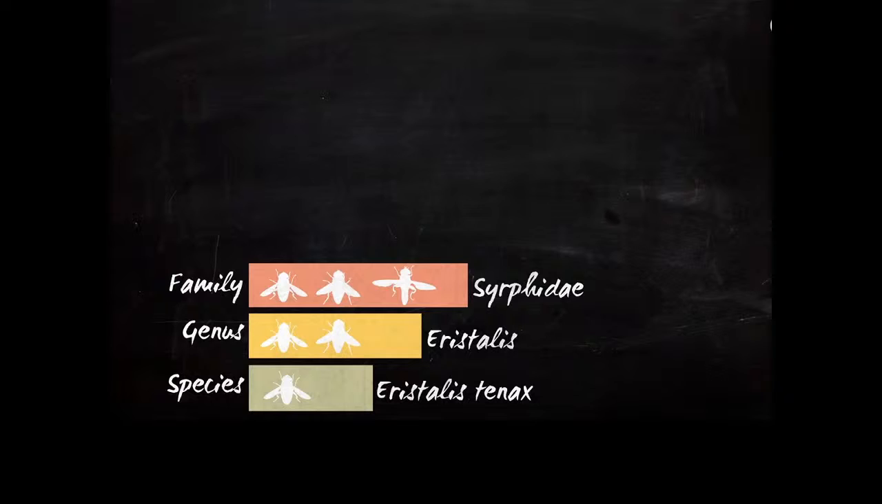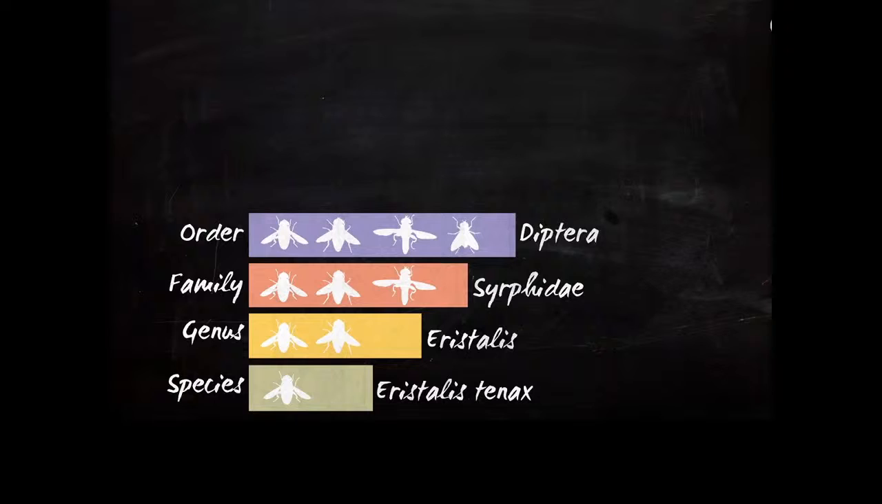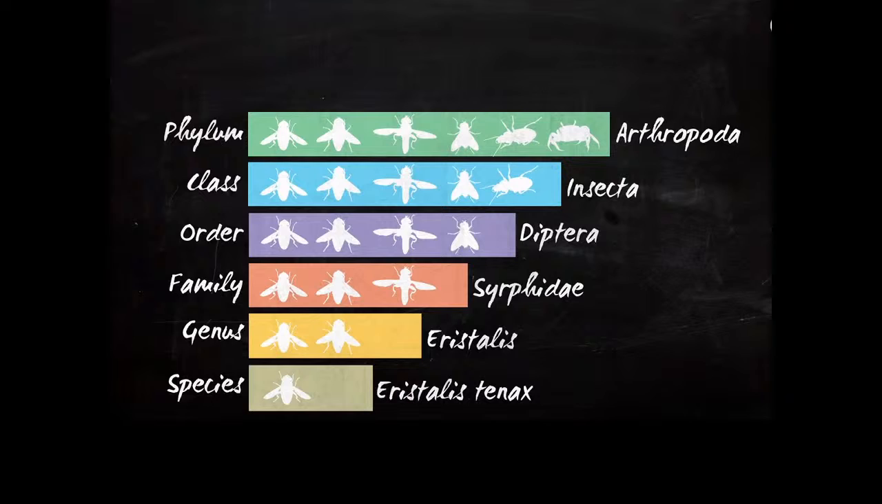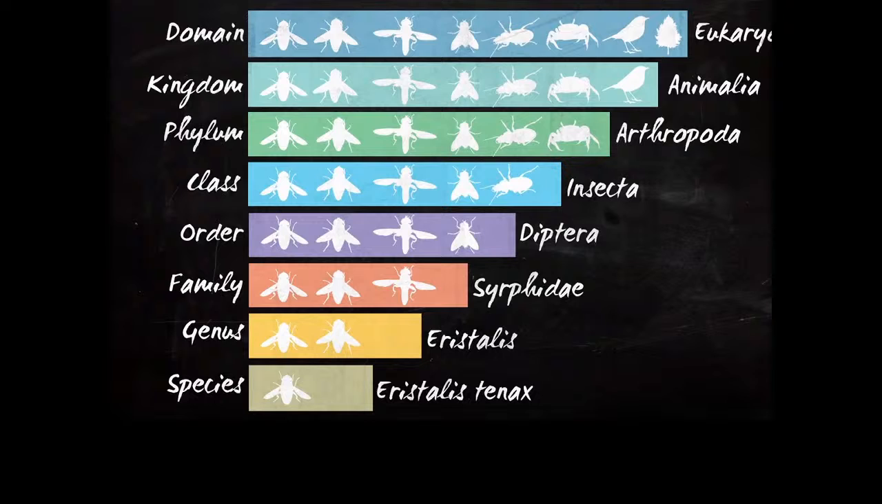Hoverflies belong to the order Diptera, the true flies. Flies are insects, and insects are part of the phylum Arthropoda, animals with an external skeleton, segmented body, and appendages, like crustaceans, arachnids, and centipedes. Ultimately, the dronefly is part of the animal kingdom, and is a eukaryote, an organism whose cells contain a nucleus.